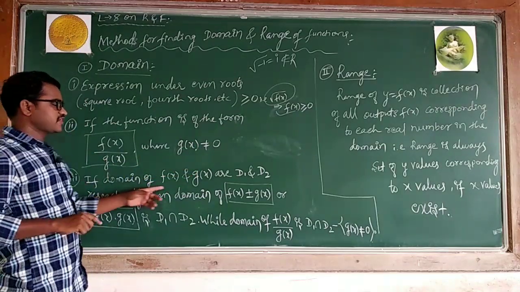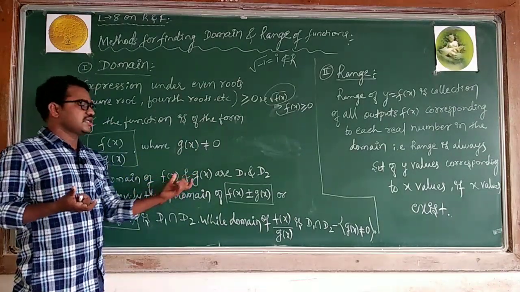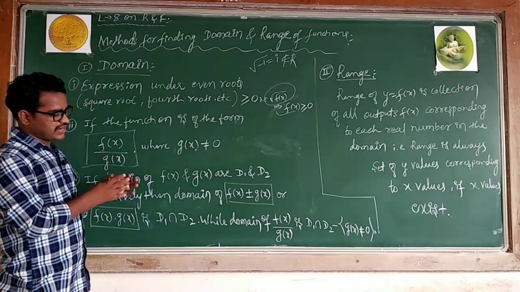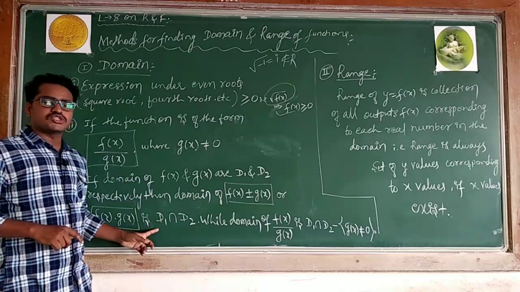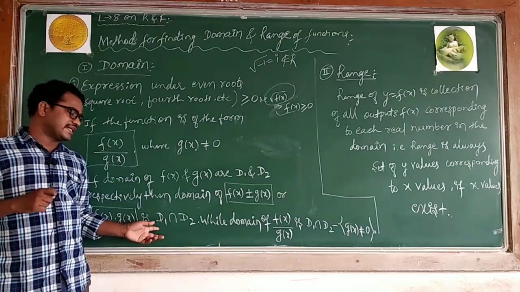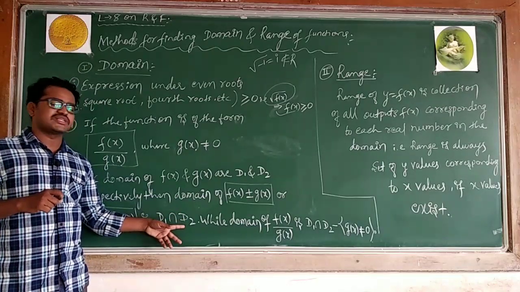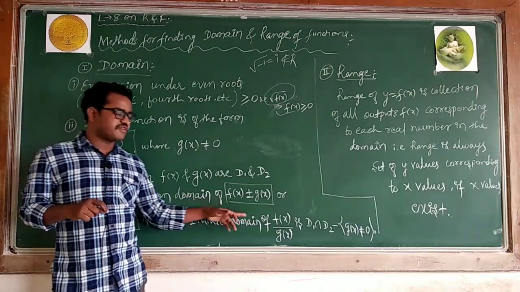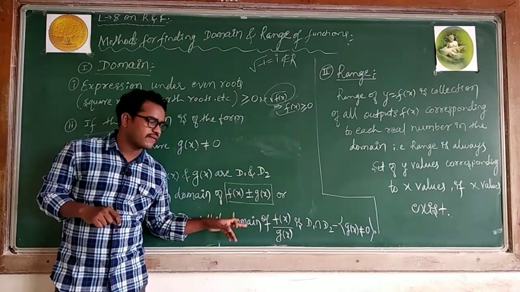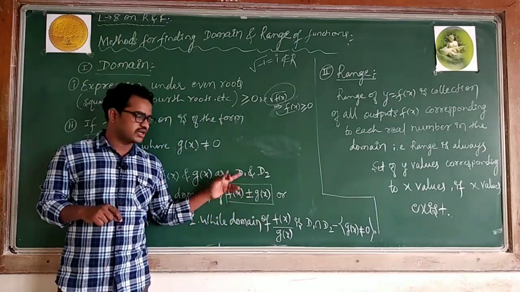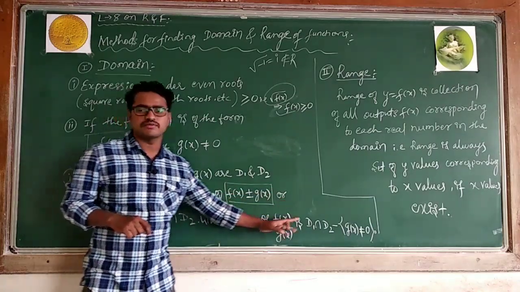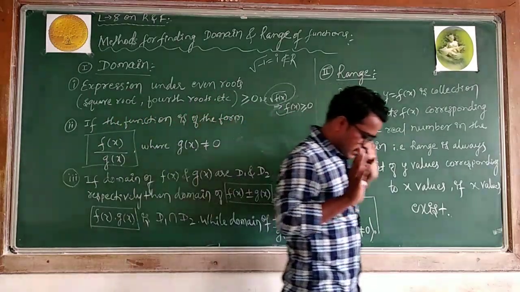If the domains of f of x and g of x are respectively d1 and d2, then in the case of addition, subtraction, multiplication, what is the domain of that? It is the common points of d1 and d2, the points which are common to both. While defining f of x divided by g of x, you take the common points of f and g, and you have to avoid the denominator's zero points. This is about the domain.